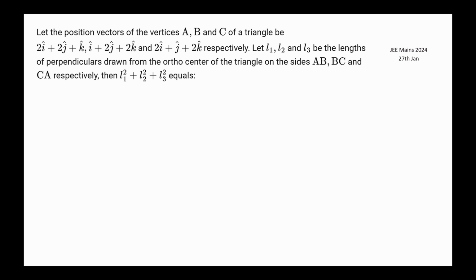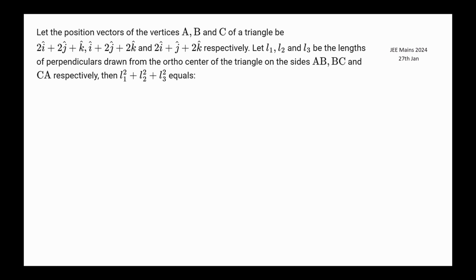Let the position vectors of the vertices A, B, C of a triangle be this, this and this respectively. L1, L2, L3 are the lengths of perpendiculars drawn from the orthocenter of the triangle to the sides AB, BC and CA respectively. Then what is L1, L2, L3, the sum of their squares basically?